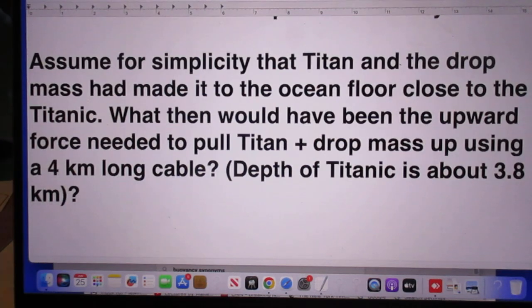Assume for simplicity that Titan and the drop mass had made it successfully to the ocean floor close to the Titanic. What then would have been the upward force needed to pull Titan plus the drop mass up using a 4-kilometer long cable? I want to remind you that the depth of the Titanic is about 3.8 kilometers.